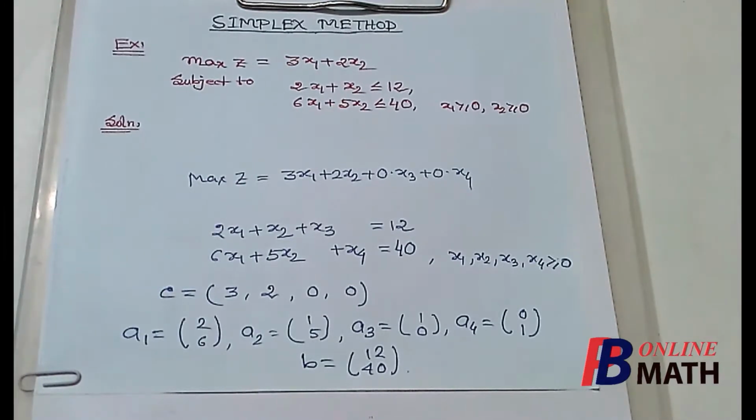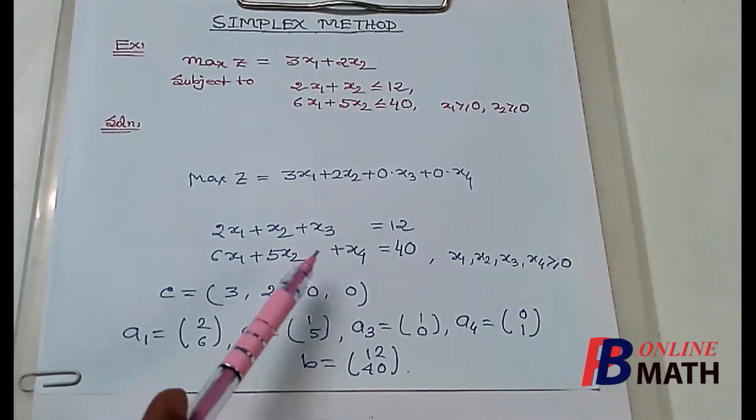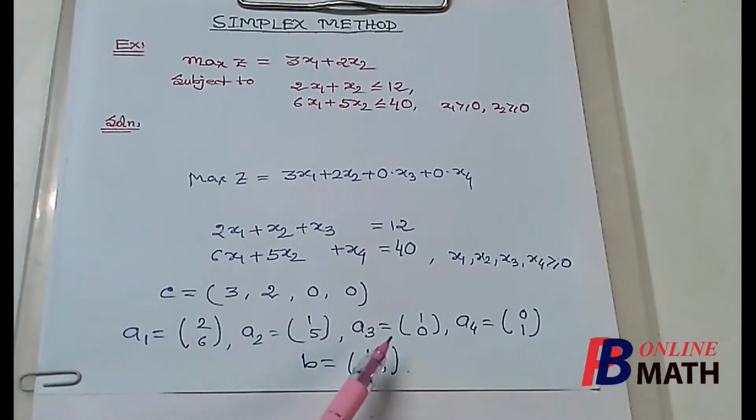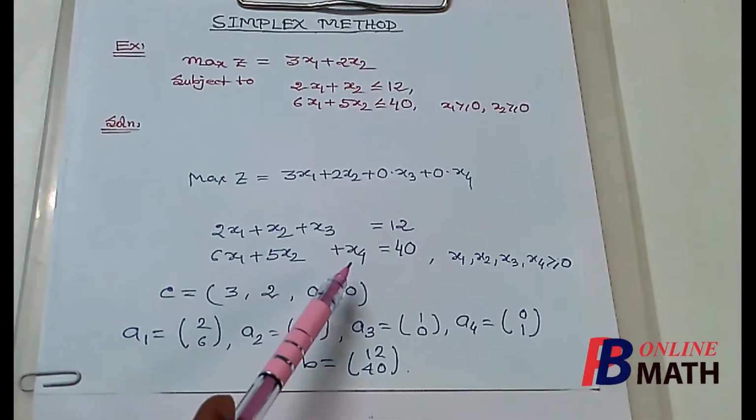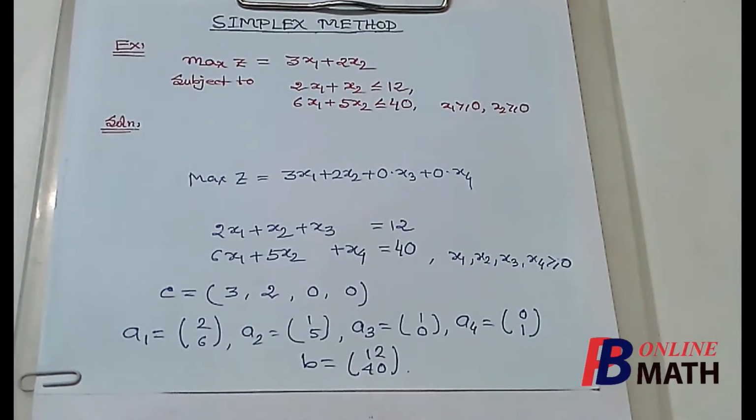Now initially we have to select two basic variables. Basic variables means the coefficient vectors corresponding to the variables must be linearly independent. In the simplex method, we initially select basic variables corresponding to which we have unit vectors. For the variables x3 and x4, we find that the coefficient vectors are a3 and a4, which are unit vectors. So x3 and x4 must be our initial basic variables. Now we shall solve the problem by using the simplex table.